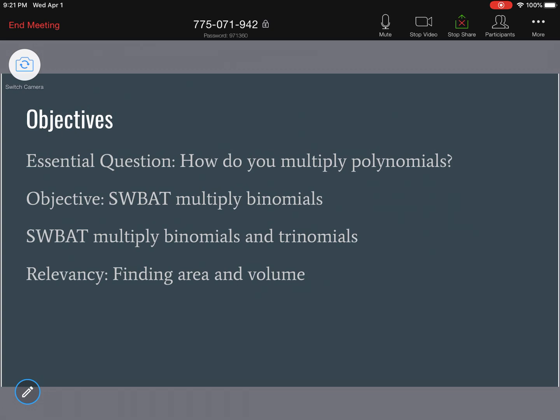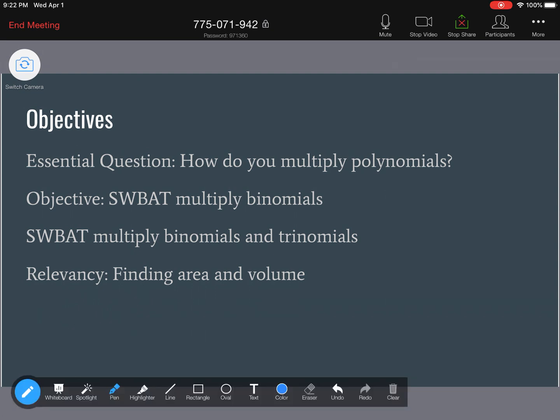Our objective today is: how do you multiply polynomials? We've added and subtracted them. We've multiplied a monomial to a polynomial, but we want to know how to multiply polynomials. So at the end of this lesson, you should be able to multiply binomials. If you remember, that means there are 2 terms. And we want to be able to multiply a binomial and a trinomial and see what that looks like.